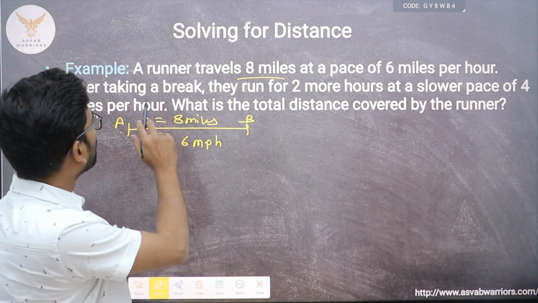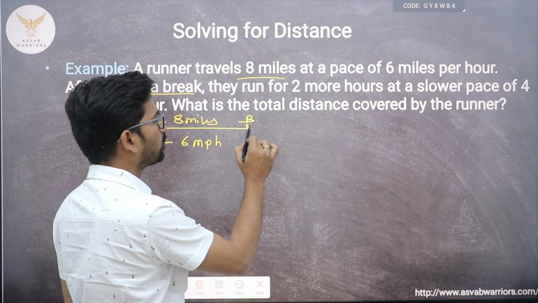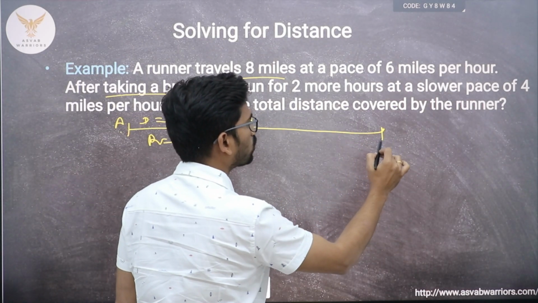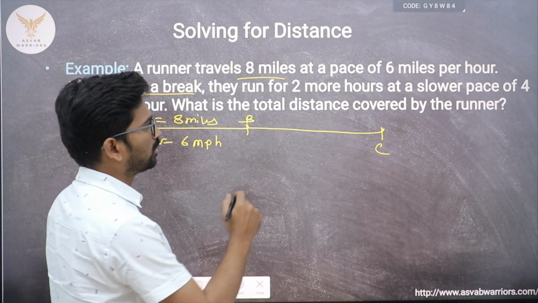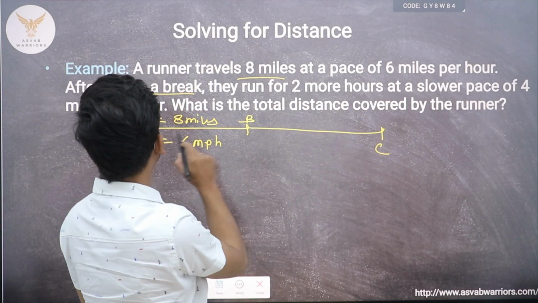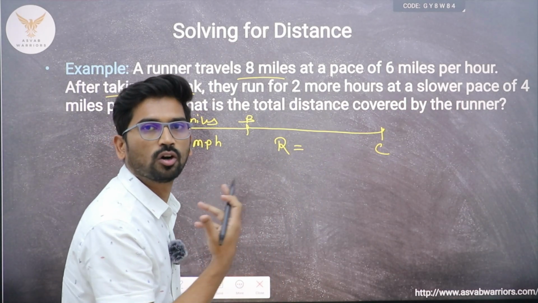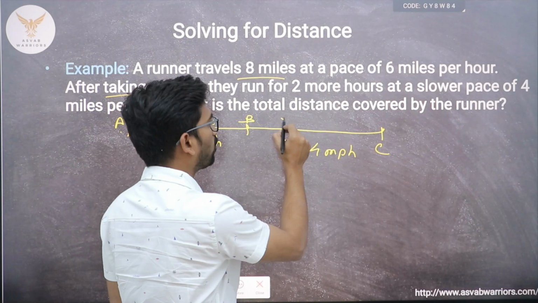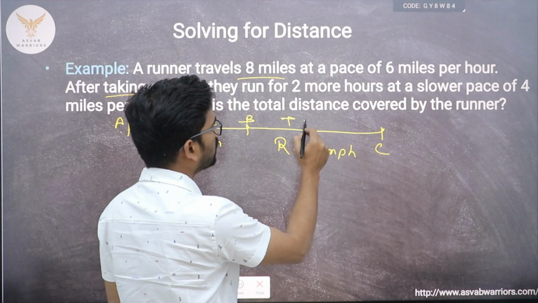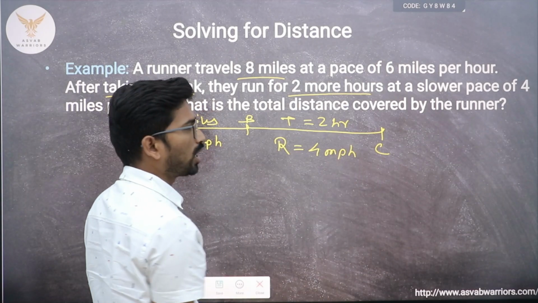And after taking a break, he starts from the point B and goes towards point C, but at a slower pace. The pace is given as 4 miles per hour, which is nothing but the rate. Pace or speed or rate. The rate is 4 miles per hour. And for how long he travels? He travels for 2 more hours. So time is given as 2 hours.